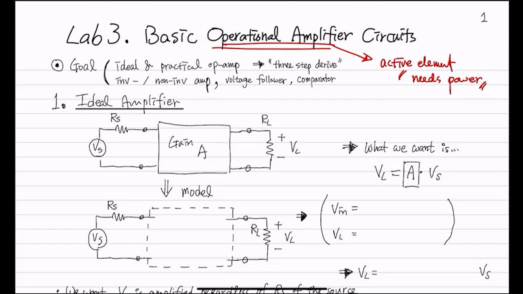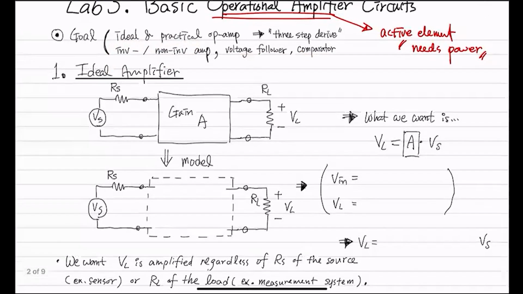There are tons of different variations of op-amp circuits, and here we would like to focus on a couple of important ones: the inverting and non-inverting amplifier, the voltage follower, and the comparator circuit.